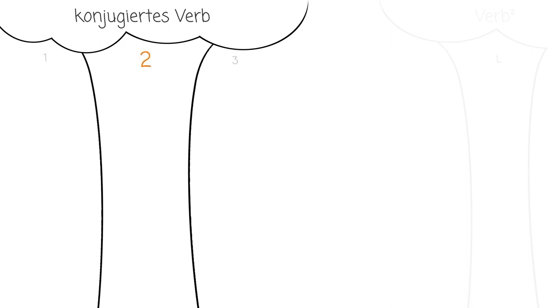In statements, the conjugated verb is in the second position. We have something, one element to the left of it. The rest of the sentence stands to the right of the tree. Let's plug it in. Du kommst aus Aachen.